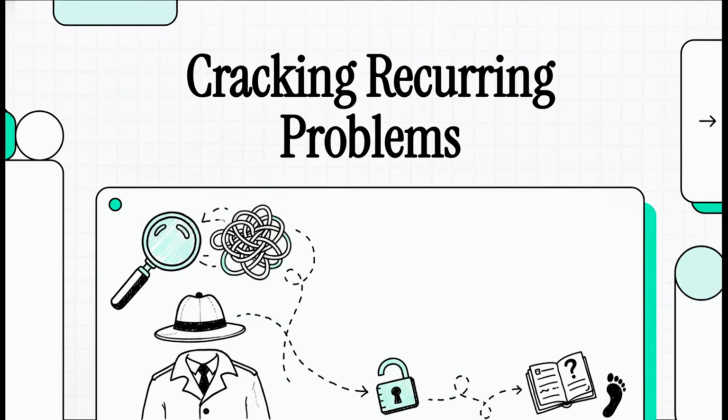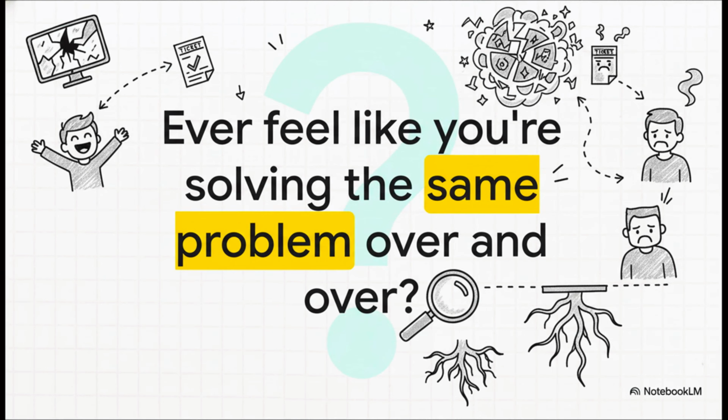Today, we're going to put on our detective hats and solve the mystery of those pesky problems that just refuse to go away. I mean, we've all been there, right? You fix a glitch, the user's happy, you close the ticket, only for it to pop right back up a week later, causing the exact same chaos. It's not just frustrating, it's a massive drain on your time and energy.